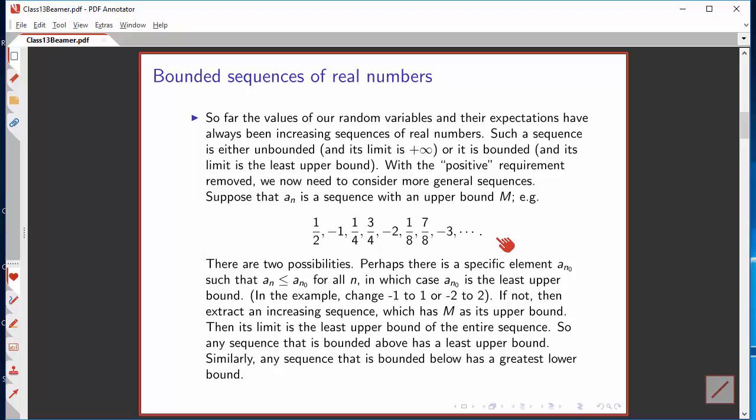In any event, if a sequence is bounded above, it has a least upper bound. If a sequence is bounded below, it has a greatest lower bound.